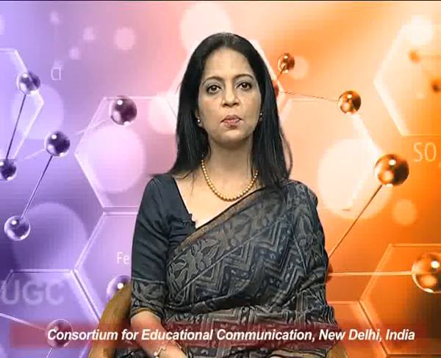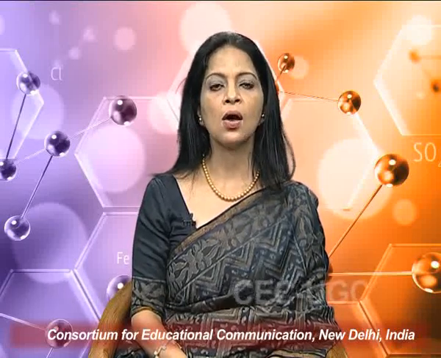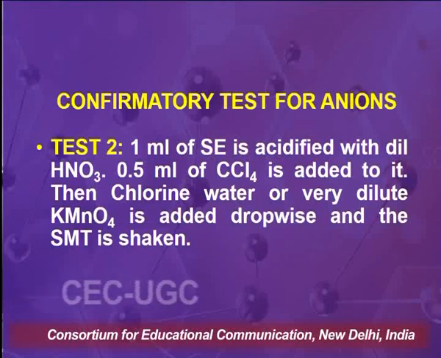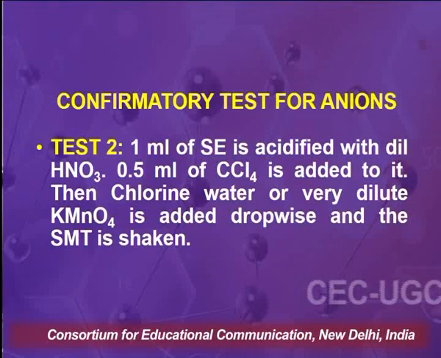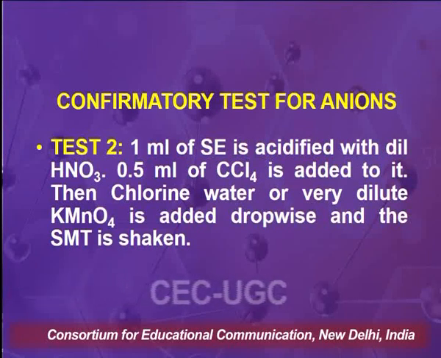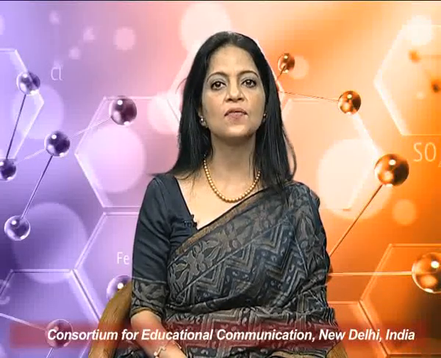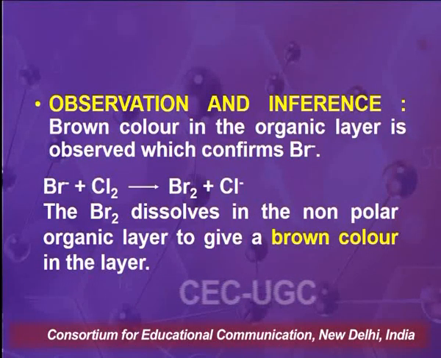Another test which can be performed for the detection or confirmation of bromide ions is that 1 ml of soda extract is acidified with dilute nitric acid. To this, around 0.5 ml of carbon tetrachloride is added, and after that chlorine water or a very dilute solution of potassium permanganate is added dropwise, and the test tube or the semi-micro test tube is shaken. If a brown color is observed in the organic layer, then this confirms bromide ions in the mixture.